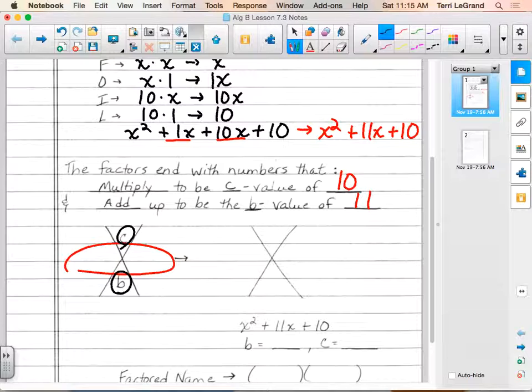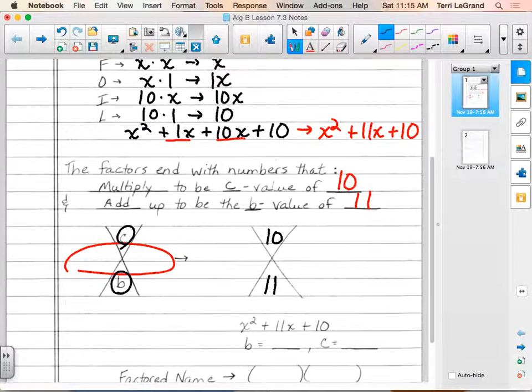So what we're going to do is put in ours here. What is our C value? Our C value is 10. Our B value is 11. So what we're looking for are the numbers that multiply to be 10, and yet at the same time add up to be 11. So we have 1 times 10, those multiply to be 10. We have 2 times 5, those multiply to be 10. We also have those negatives, like -1 times -10 multiplied to be +10. -2 times -5 multiplied to be +10.